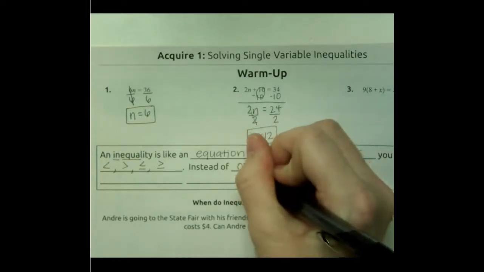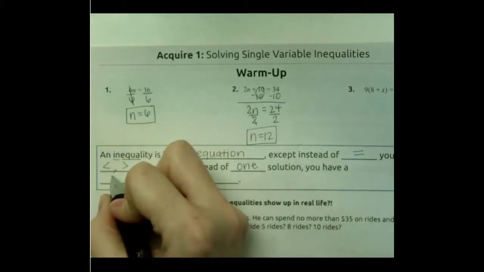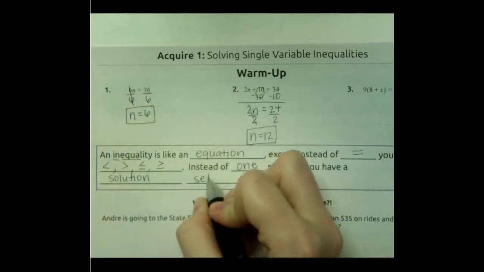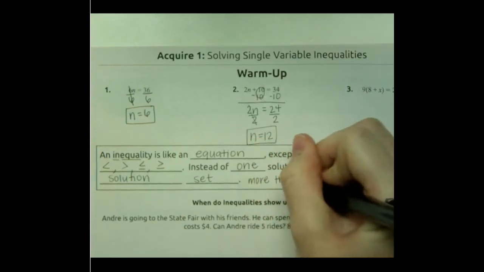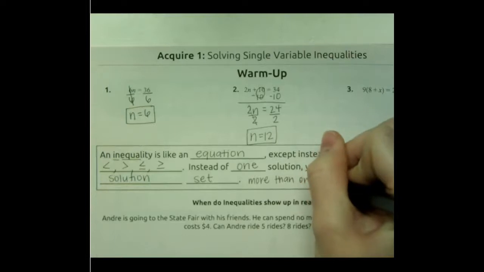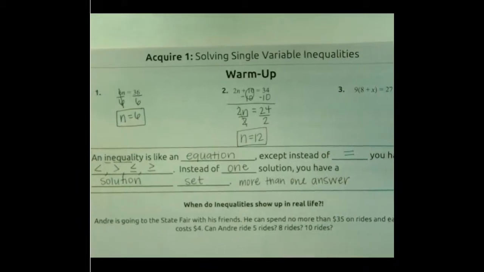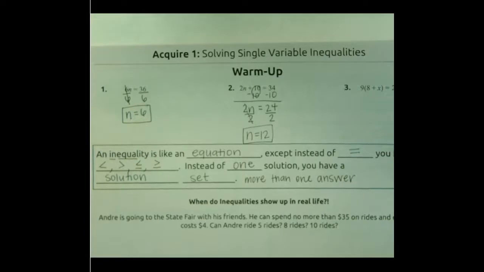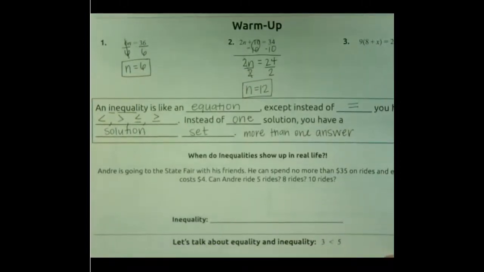So instead of just one solution, like up here I have one number, we have a solution set. That means we have more than one answer or solution. Remember, if I am going too fast, pause the video, write it all down, and then listen again to how I'm explaining it. So let's see when inequalities show up in real life.